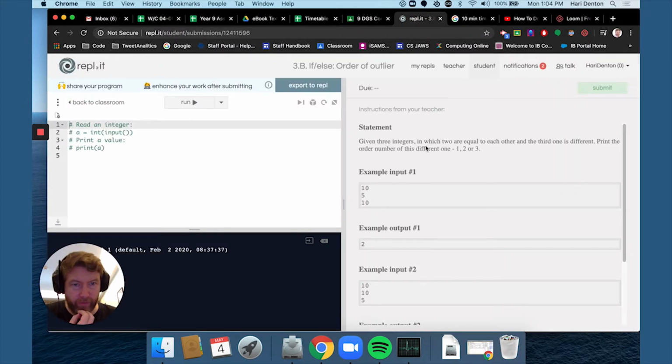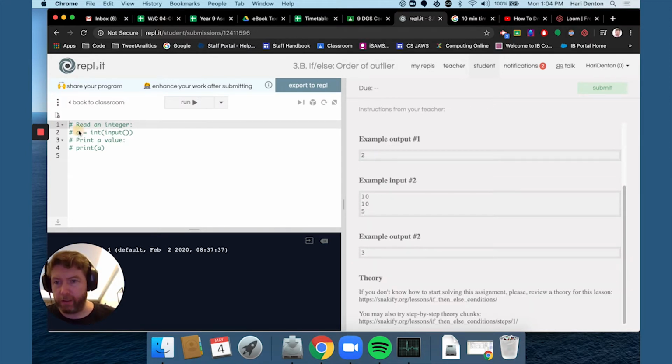So given three integers, that's just whole numbers, in which two are equal to each other and the third one is different, print the order. So 1, 2, or 3. So 10, 5, 10. Well, 10 and 10 are the same, so 5 is different. So I would print out 2 because it's in the second position. 10, 10, 5, I would print out 3. Got it? Okay, so input A, B, and C.